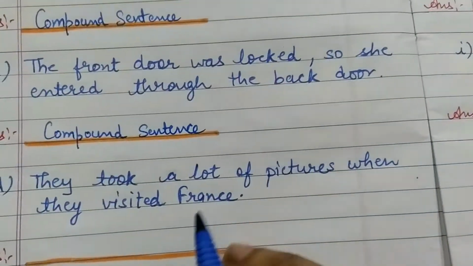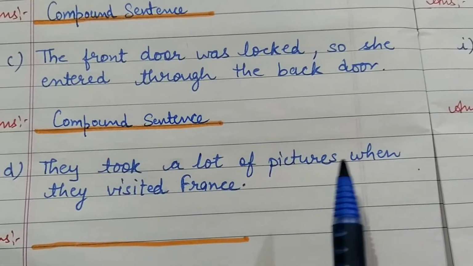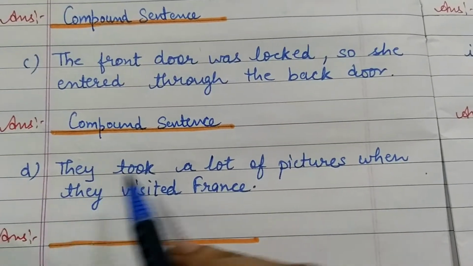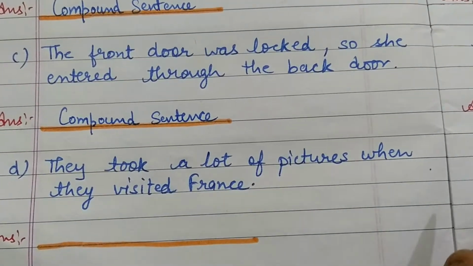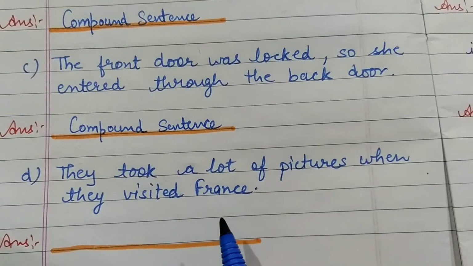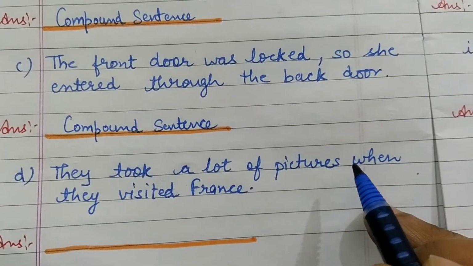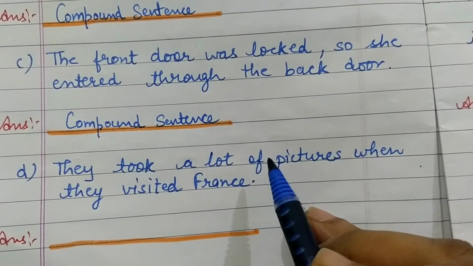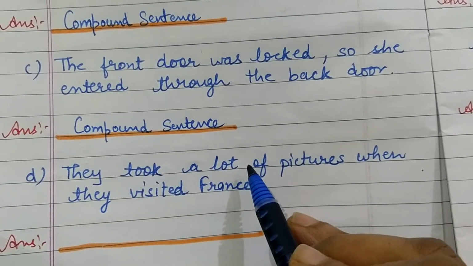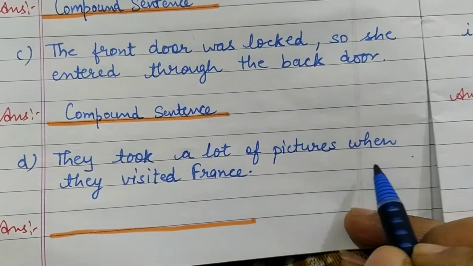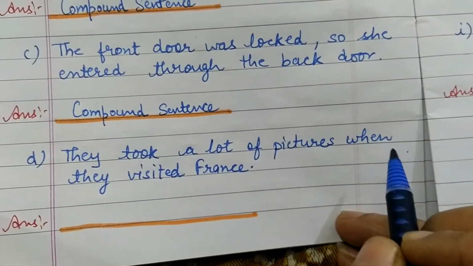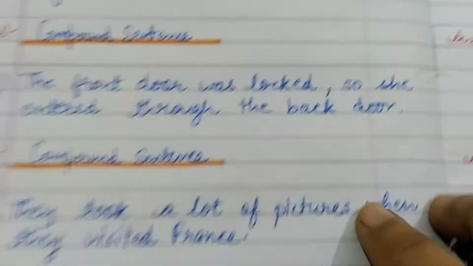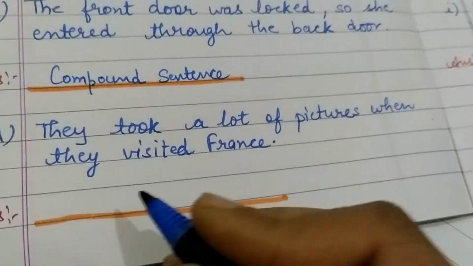Okay, now next, D part, is they took a lot of pictures when they visited France. They took a lot of pictures. This is the first clause, which is an independent clause. When they visited France is a dependent clause, and both the dependent and independent clauses are joined with the help of the conjunction when. Conjunction when is a subordinating conjunction. So this sentence is a complex sentence.